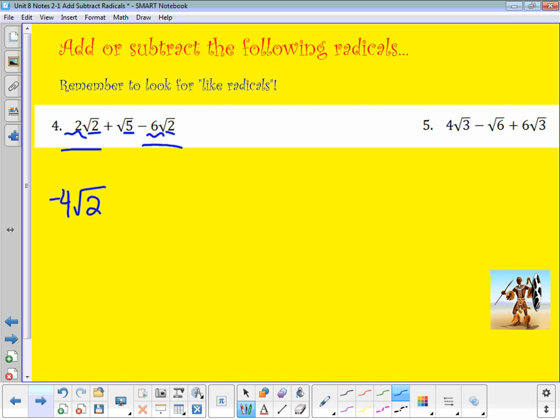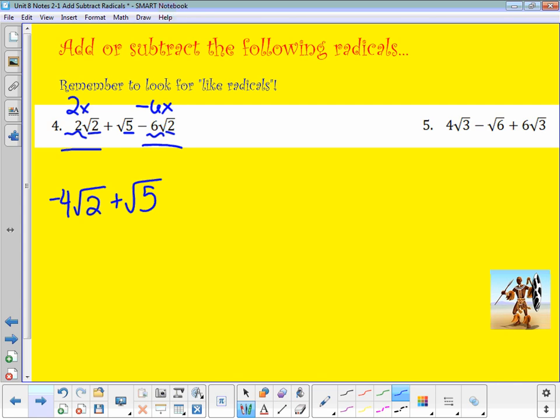It would be the same as if this was written 4x minus 6x. Okay, we would call that negative 2x. Same thing here, except we're using radicals. Again, notice that I didn't change the radical itself. I just changed numbers on the outside. And that square root of 5 can't be added with anything, so it's just kind of off by itself.